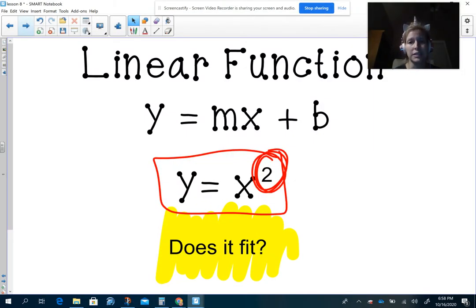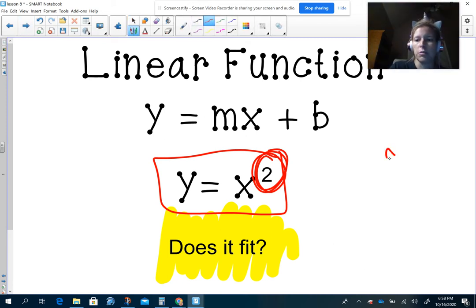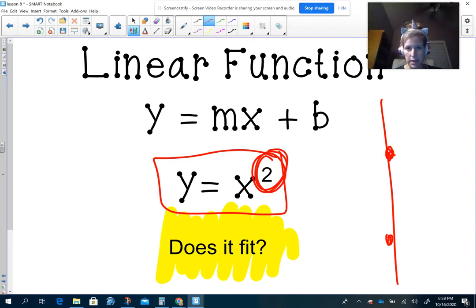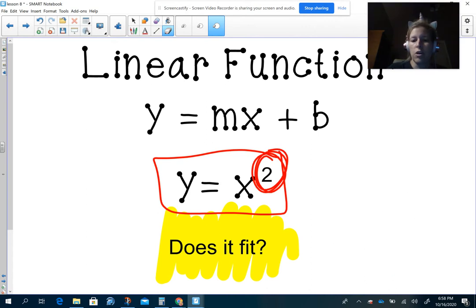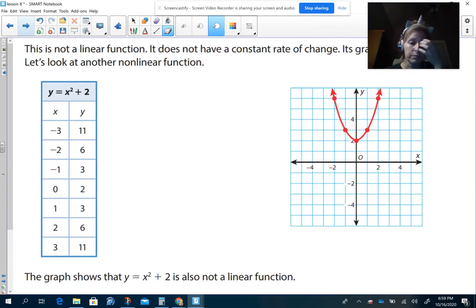Exponents change the shape of my line. Now it's still a function. It is still a function as long as it follows the rules of my pen test, right? I cannot have two dots on the same axis. My x cannot repeat, okay? So, yes.